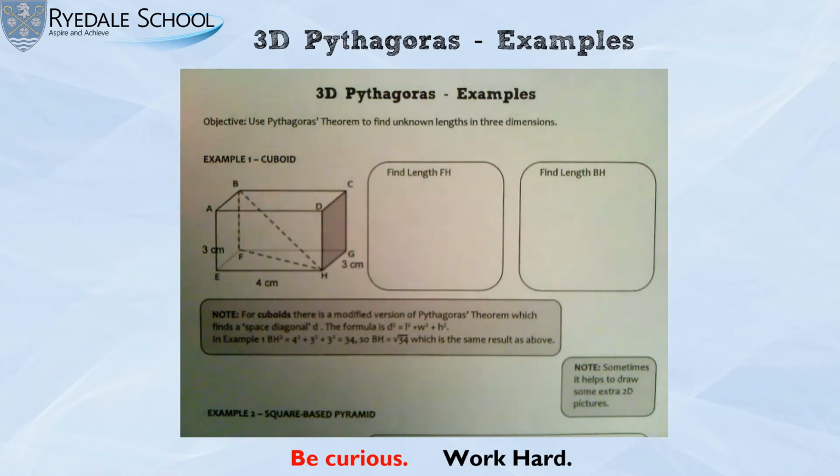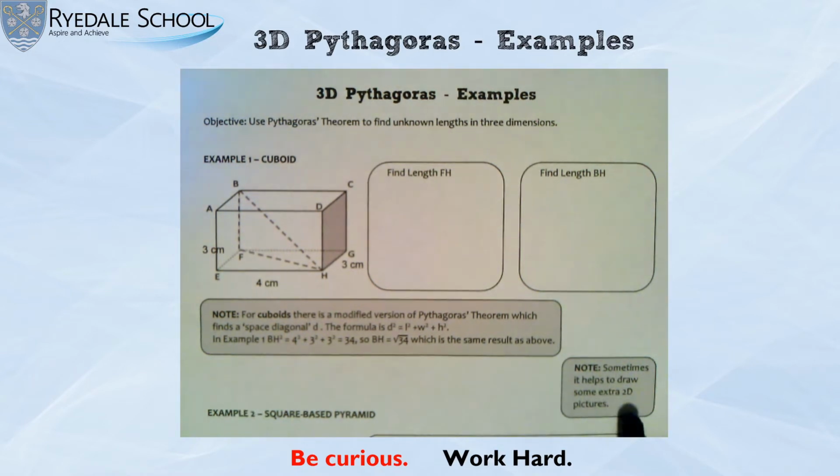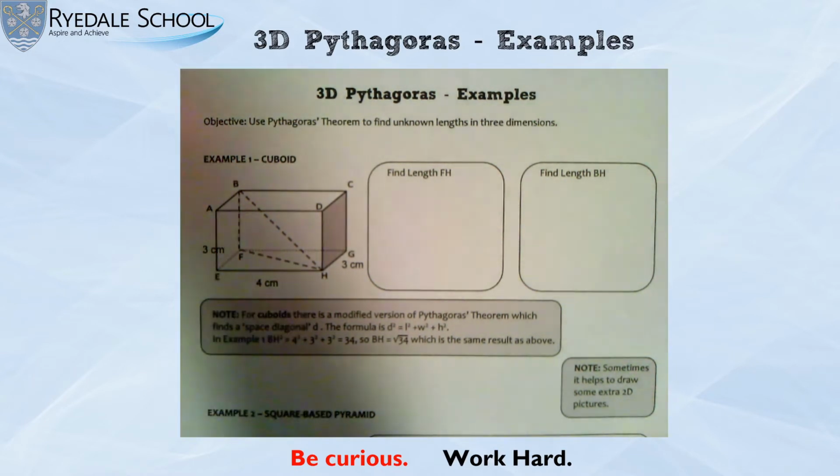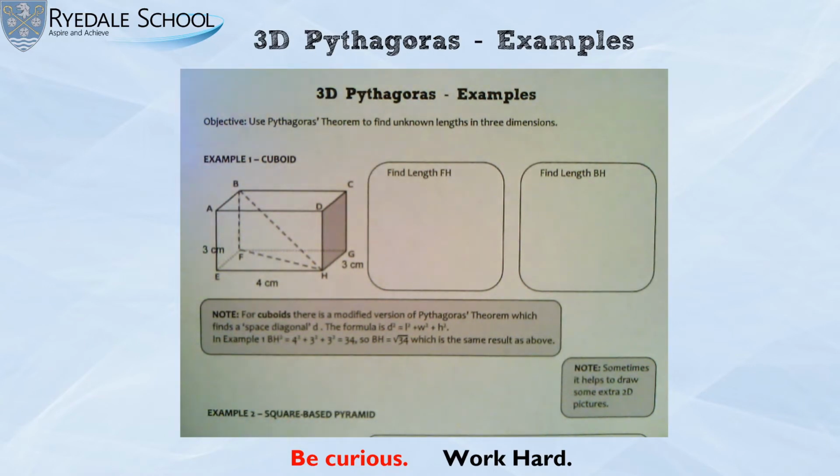So the first example that we're going to look at today is a cuboid, and we're going to look at how you could find some different lengths in a cuboid. Now, one strategy that I'm going to point out is really important: sometimes visualizing these 3D shapes can be quite challenging, and drawing out some separate diagrams, 2D triangles, for example, can be really helpful just to try and visualize what's going on in the problem.